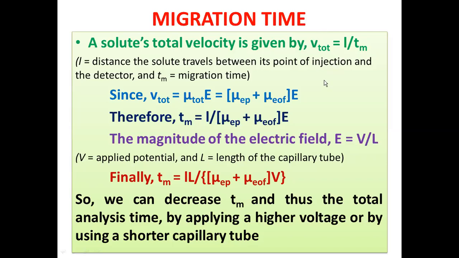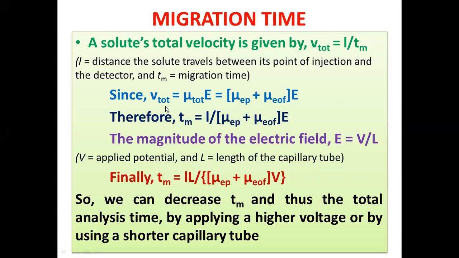If you assume chloride or Na plus or Al3 plus or thorium 4 plus is traveling with a velocity of V total, where small l is the distance traveled by the solute from the point of injection to the detector in the capillary tube. At the beginning you introduce the sample; from that point to where the detector is located, that distance is denoted by l. So the total velocity of the solute, the speed at which it is moving, can be written as the distance traveled divided by the time. This time is called the migration time, where l is the distance the solute travels between its point of injection and the detector, and Tm is the migration time.